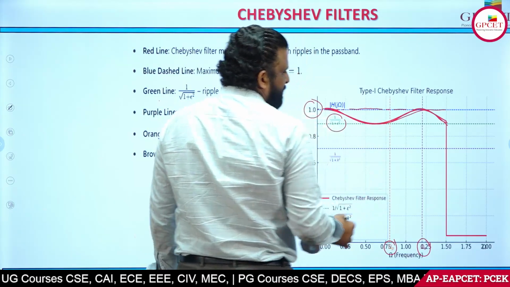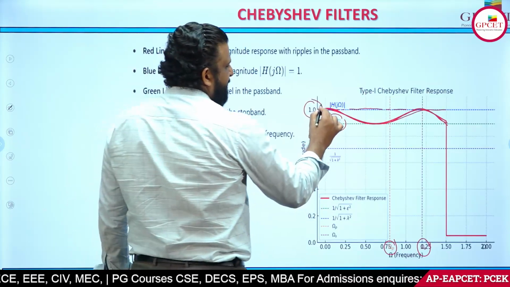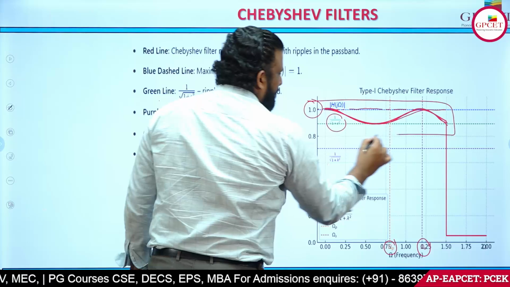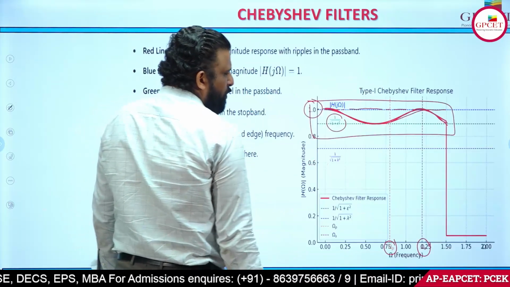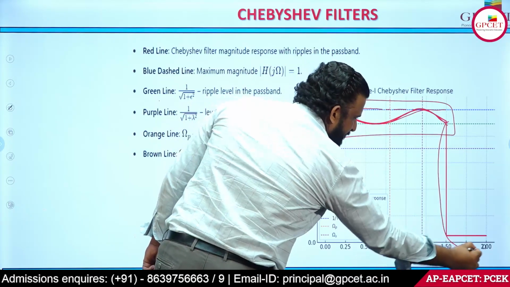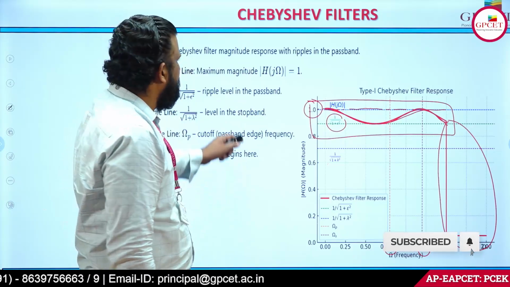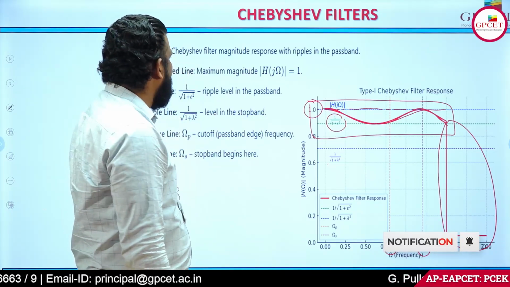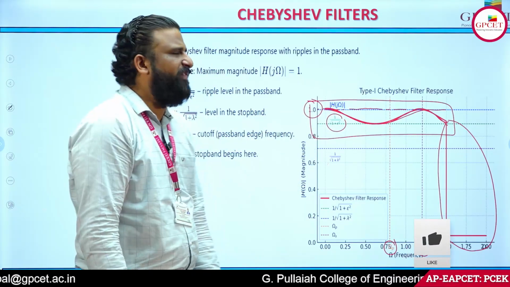So in the previous part we have seen 2 points. In the passband they show equiripples. See here, this total region is the passband, and in the stop band it shows a monotonic response. Coming to the stop band, this whole response is monotonic, without any ripples. So these are the characteristics of the magnitude response of the type 1 Chebyshev filter.